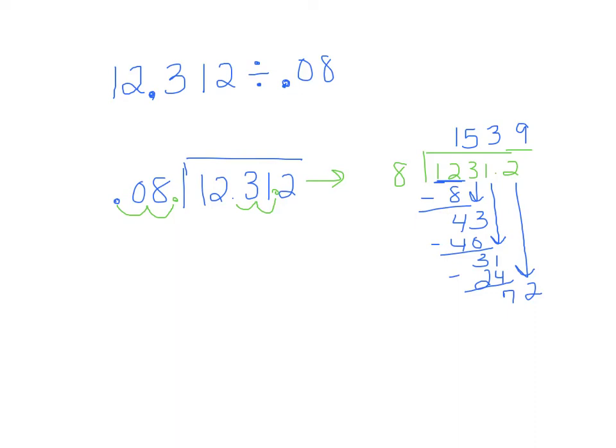Okay. What did I forget to do? Well, I have a decimal place here that I forgot to bring right up, so I can fill that in. So I can say my answer to 12 and 312 thousandths divided by 8 hundredths is going to give me an answer of 153 and 9/10. Okay, let's talk a little bit about why this swoop works.